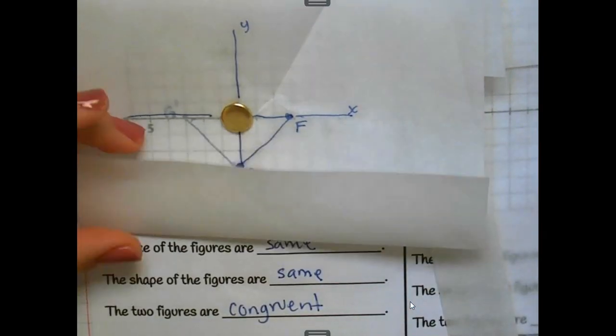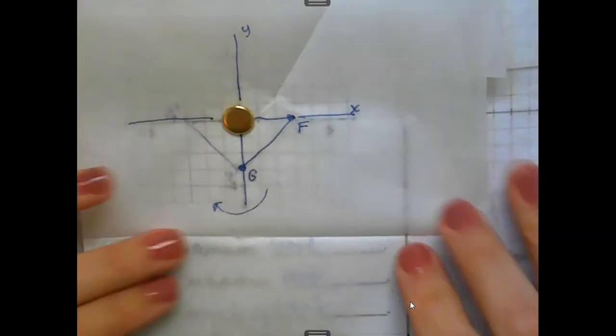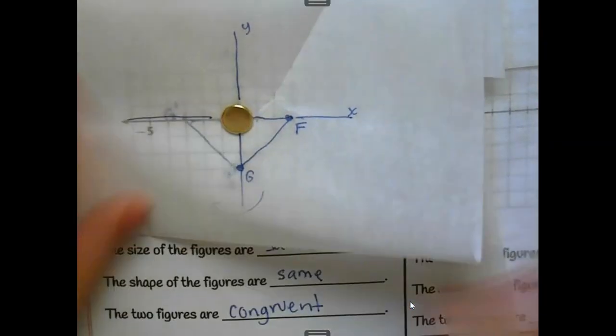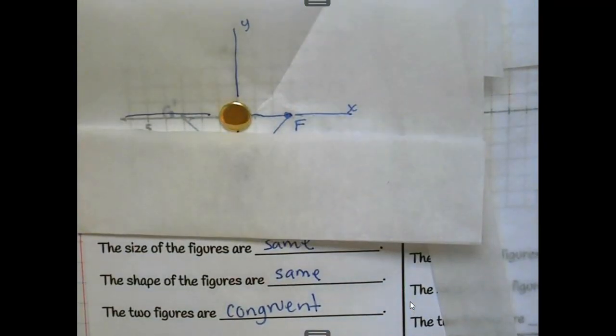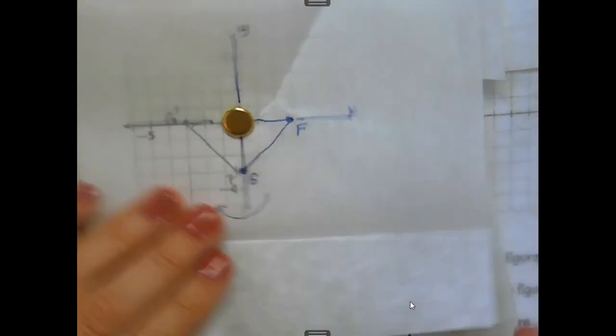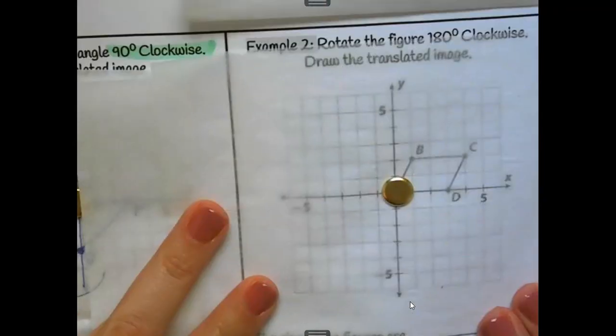All right, so go ahead and pause the video if you want to go ahead and try example number 2 on your own. All right, so let's go ahead and do example 2. And if you already tried it on your own and you paused the video, then you can check your work and see if you did it correctly. So again, I'm going to kind of fold my patty paper out of the way, and let's take a look at example number 2.